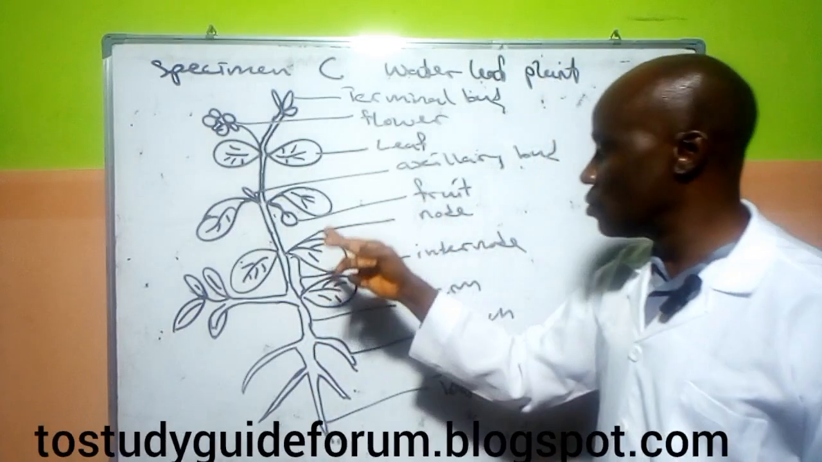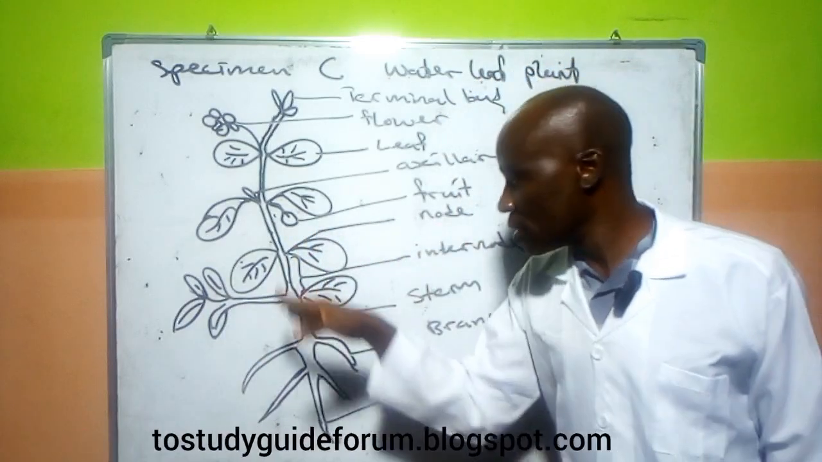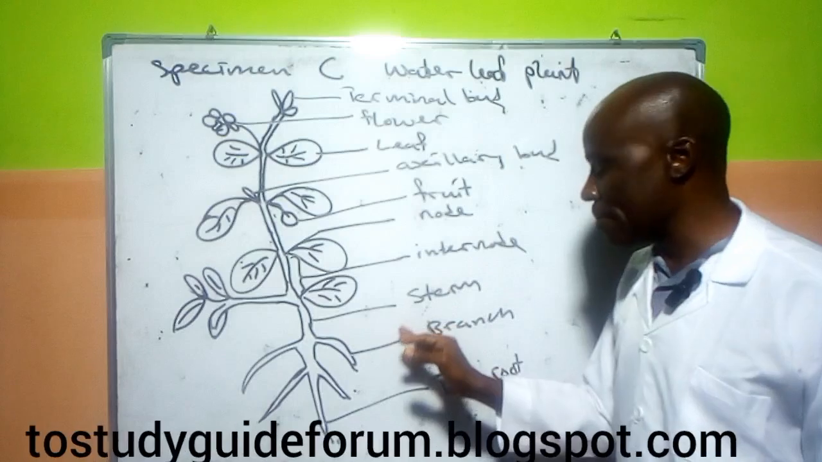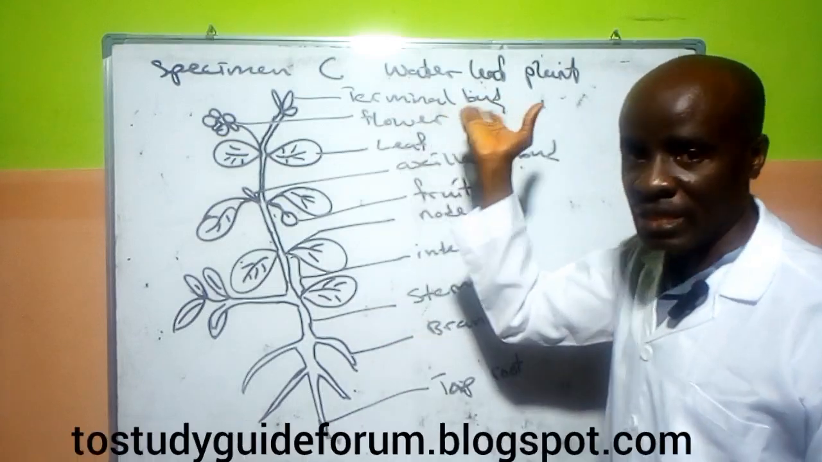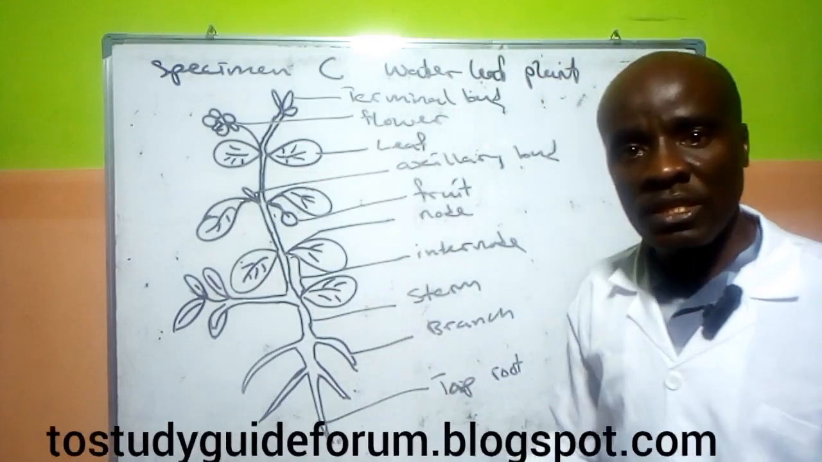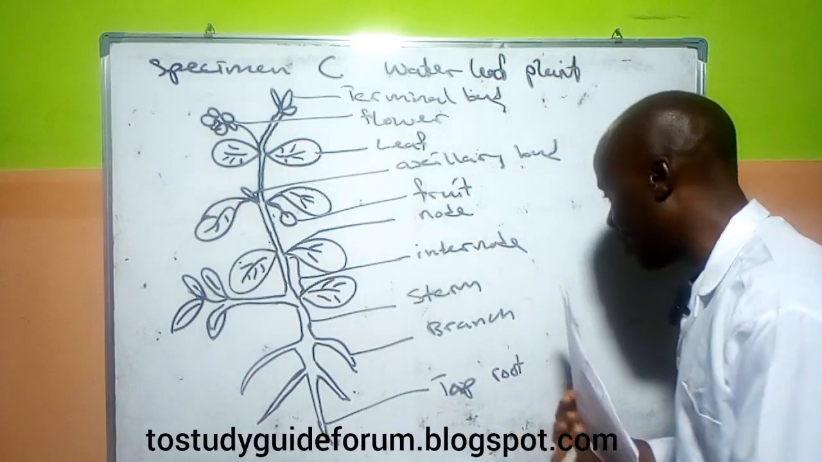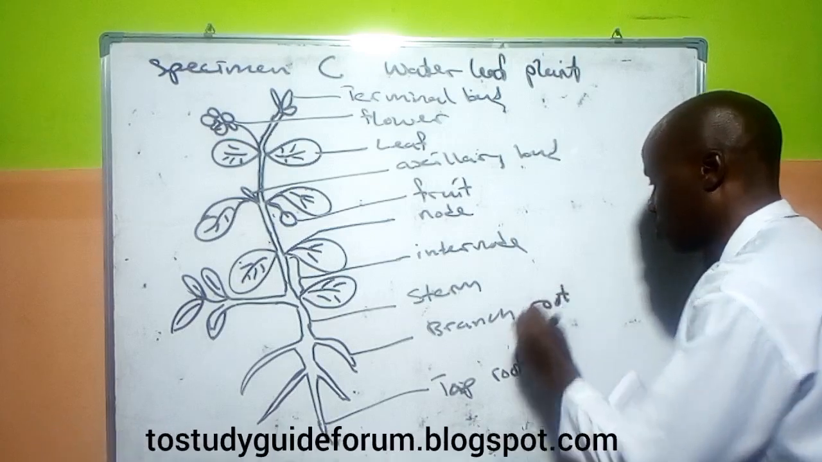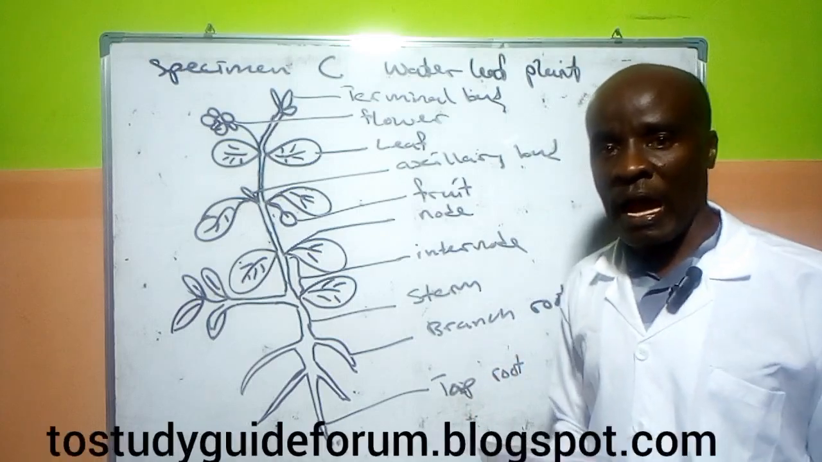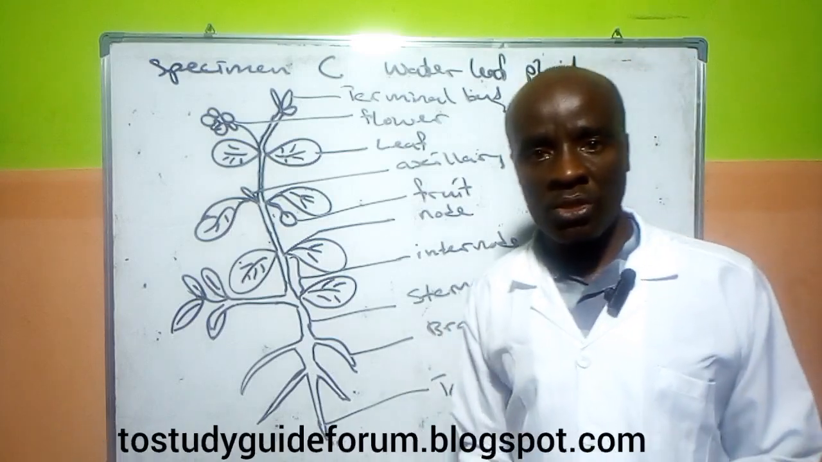Now we have the node, which is the region where the leaf is attached. We have also the internode, which is the distance from one node to another. Now we have the stem, which holds the whole plant, the shoot, the leaf, the branches in position, so the leaves can photosynthesize. Now we go down here, we have the branch roots, which are for absorption of what? Water and mineral salts.